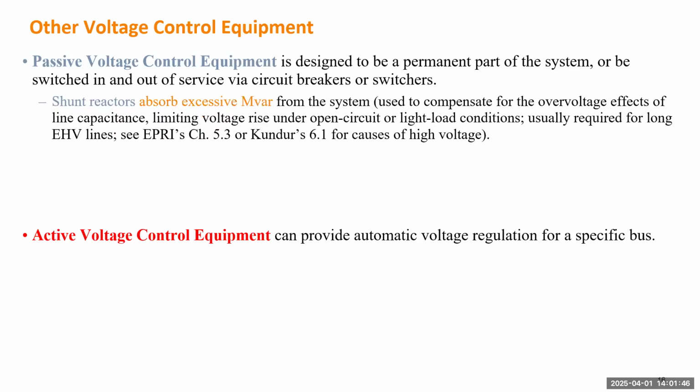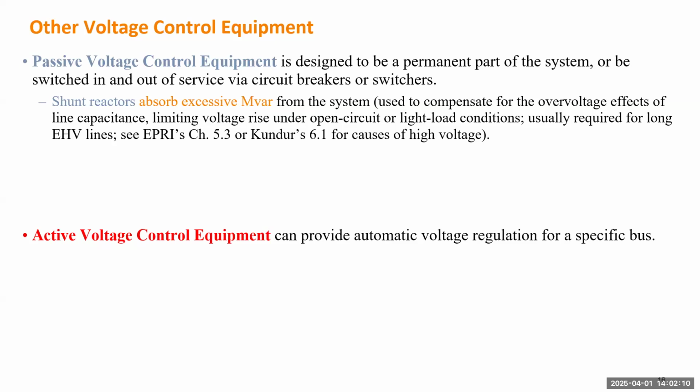The examples basically will be reactor and capacitor in either shunt or series connection. So there will be four combinations. The first one will be a shunt reactor. The shunt reactor will absorb excessive VAR from the system. So if you do have an overvoltage issue, you need to switch in this shunt reactor. That will limit the voltage.